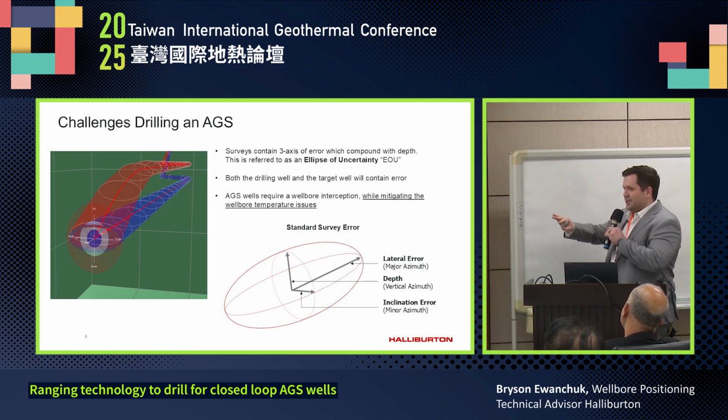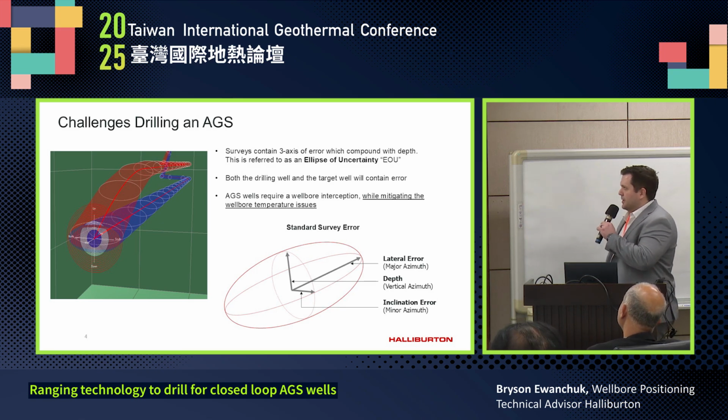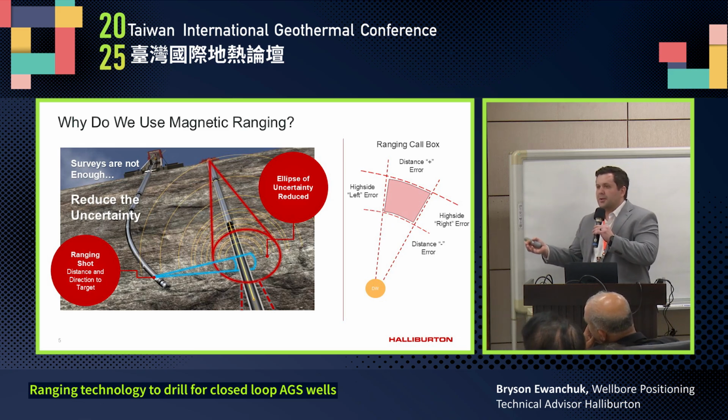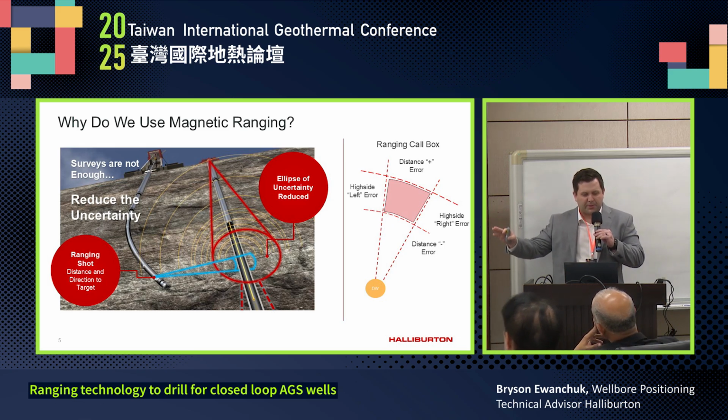This is the largest challenge in every wellbore intercept: how do we manage the error, right? Every well has it. We have to get rid of it. So what do we do? Well, we use what's called magnetic ranging. This image has a lot going on, so I'm just going to walk everyone through it.